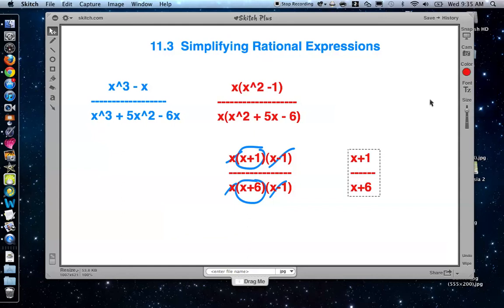I hope that helps a little bit in seeing the progression and how you take something like this and go through the process of finding the greatest common factor, factoring it out, canceling things out, and getting to your final answer.